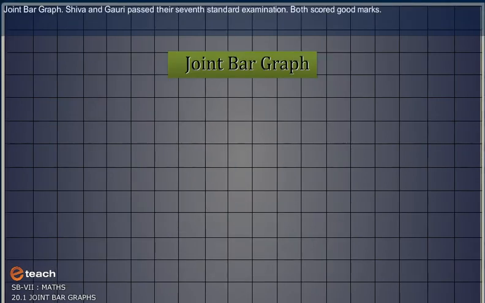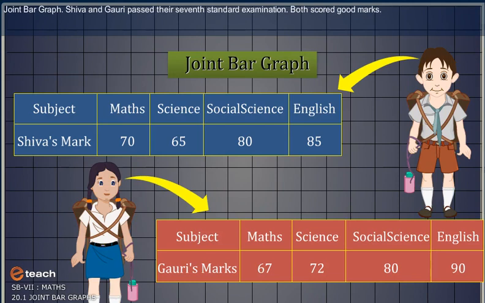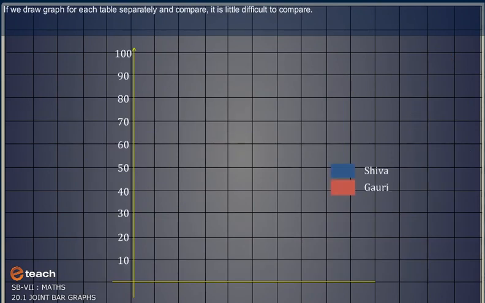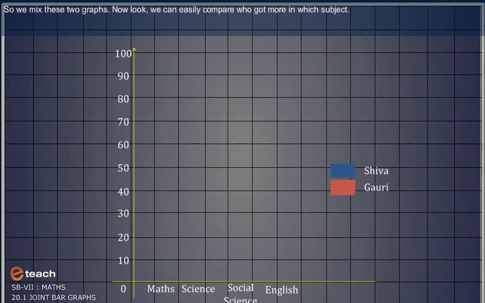Joint bar graph. Shiva and Gauri passed their 7th standard examination. Both scored good marks. Let us see and compare who got more in which subject. The table shows us marks in numerical form. If we draw a graph for each table separately and compare, it is a little difficult to compare, right? So we mix these two graphs. Now look, we can easily compare who got more in which subject.